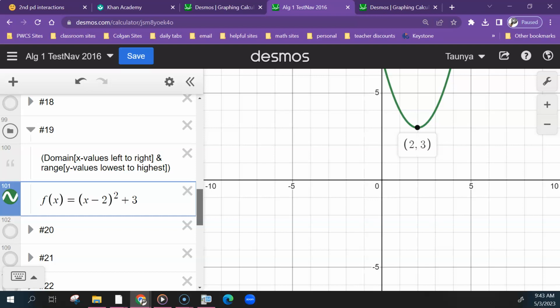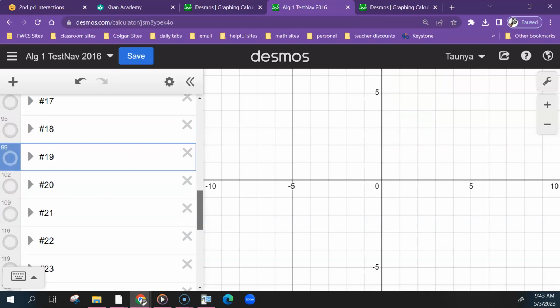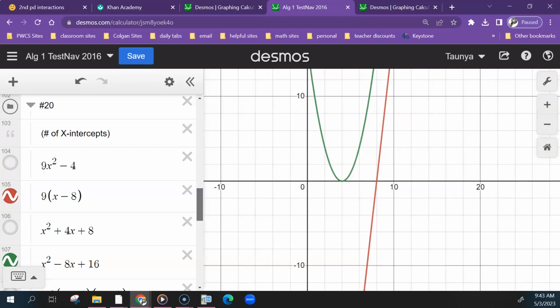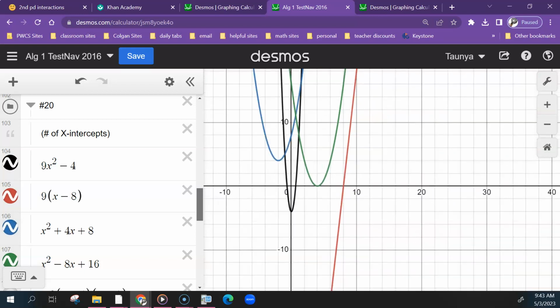And then the next 2 can be done on Desmos instead of you trying to solve it. If you're looking for the number of intercepts, not all of them are open. And it wants exactly 1. It can only cross or touch the x-axis once. So the blue one doesn't touch it at all. The black one touches it twice. These both touch it once, so those would be your answers. 9, and then parentheses x minus 8, and then x squared minus 8x plus 16.